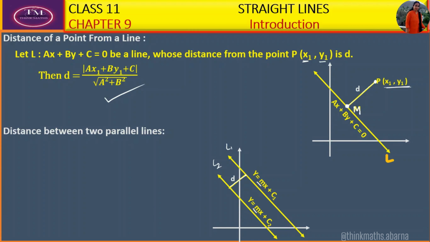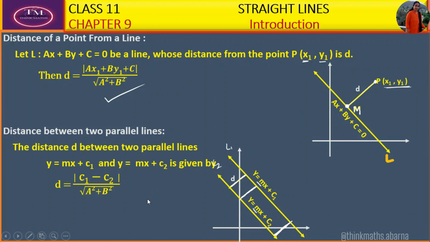So this is the distance. Wherever you take it, the distance will be the same for parallel lines. That is the condition for parallel lines. If these two are the equations, then the distance d is nothing but modulus of c1 minus c2 divided by under root of a square plus b square. This will give you the distance between two parallel lines.